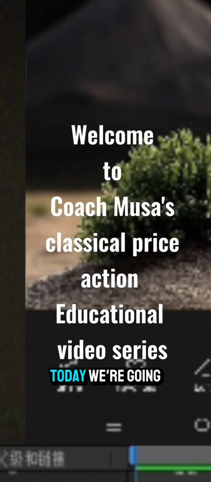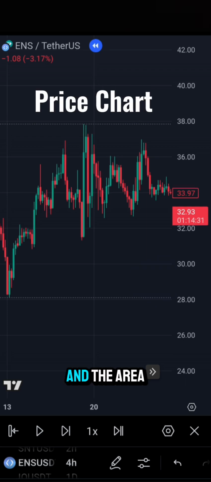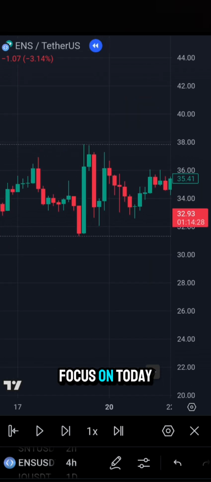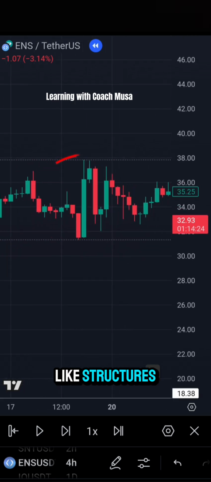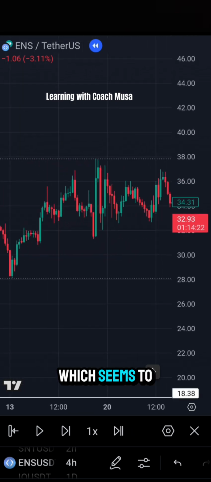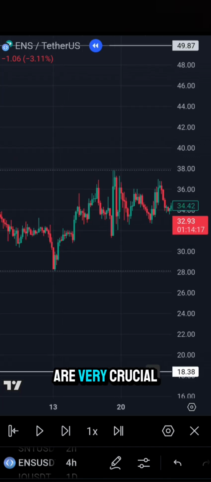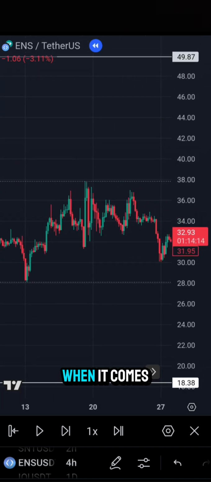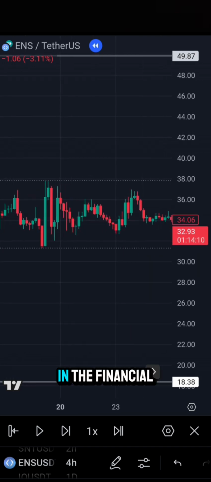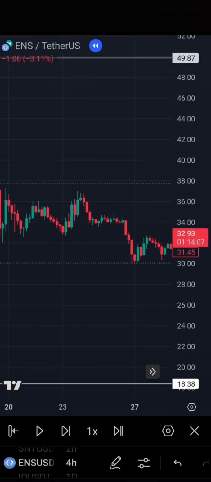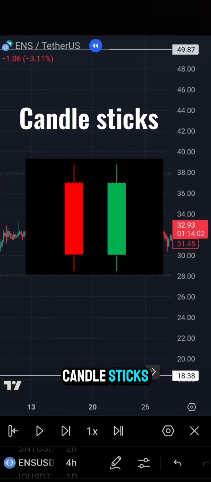Today, we're going to dive deeper into the price chart. And the area we're going to focus on today will be these bar-like structures, which seem to make no meaning to someone seeing them for the first time, yet are very crucial and important when it comes to understanding the behaviors of traders in the financial markets. The features we're going to look at are what we call the candlesticks.